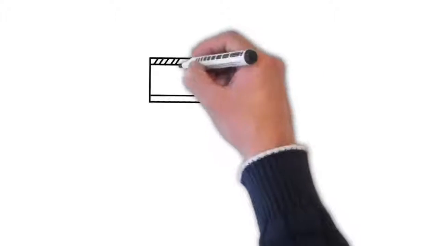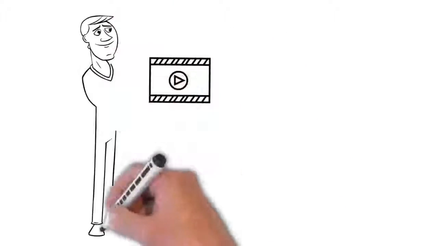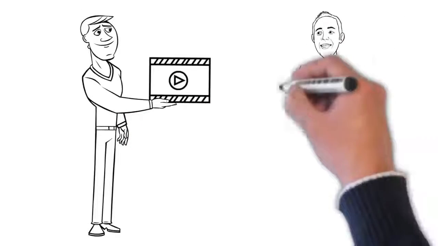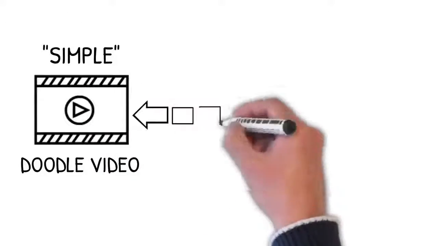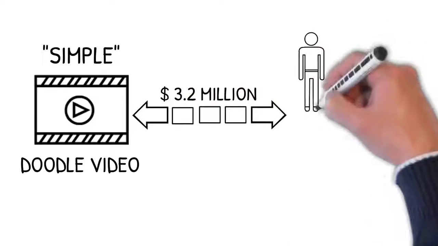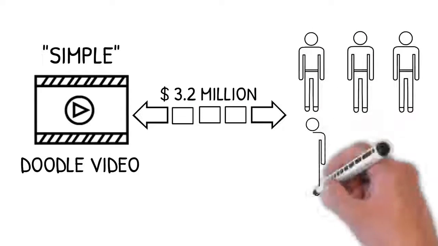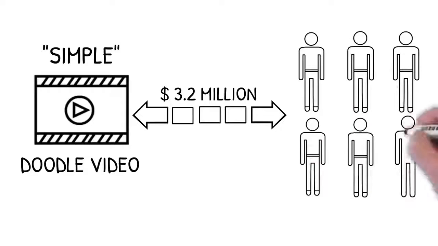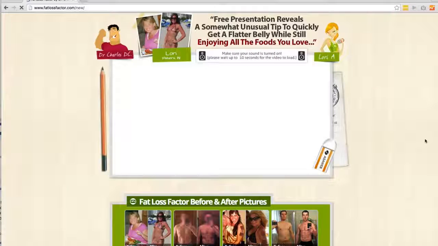It all started in 2013. I spent over $30,000 to get what I thought was a simple doodle video created. And that simple doodle video helped me sell over $3.2 million to over 80,000 people in the weight loss niche. The product is called Fat Loss Factor, and you can see it right here.